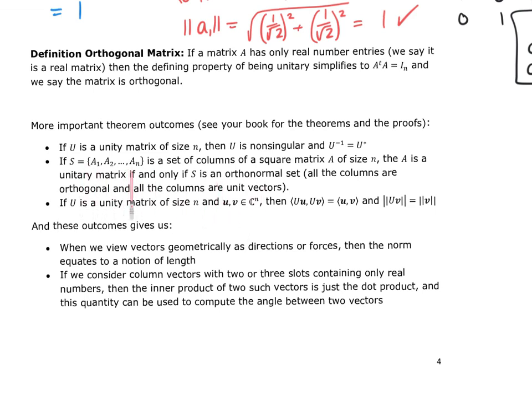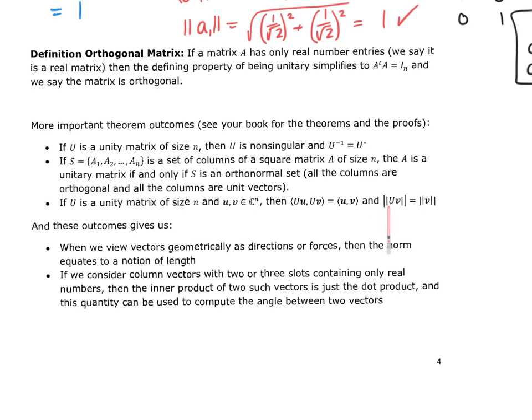So in other words, we have to have an orthogonal set, and they have to be normal, which means they have to be unit vectors. So in other words, they're an orthonormal set. So all the columns are orthogonal to each other, and the columns themselves have norms equal to 1. If U is a unitary matrix of size n, and these two vectors come from complex vectors of size n, then the inner product of U times the vector u and U times the vector v equals the inner product of u and v.